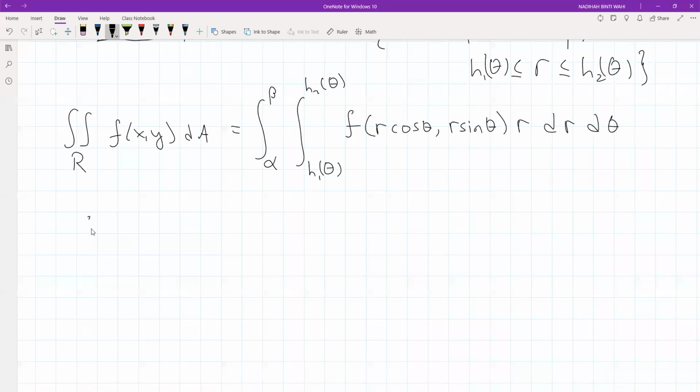Okay, special case. Let's say f(x, y) equals 1. So the height is 1, meaning constant height.